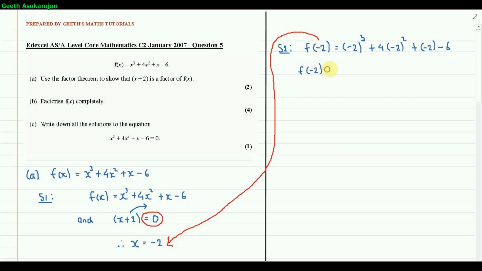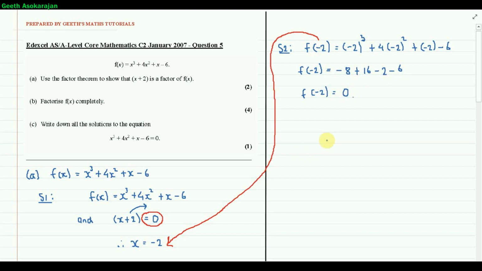So let's go one stage further. Minus 2 cubed is minus 8. Minus 2 squared is plus 4, times the 4 in front amounts to 16. Plus into a minus is minus, so minus 2, minus the 6 at the end. And if we go even further, minus 8 plus 16 is plus 8. Plus 8 minus 2 minus 6 is 0.